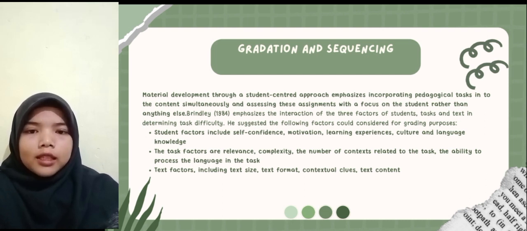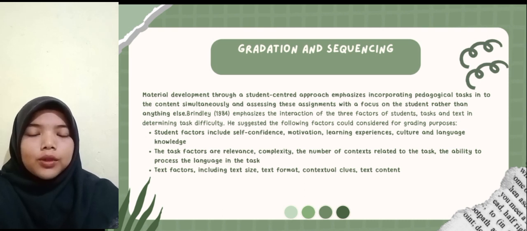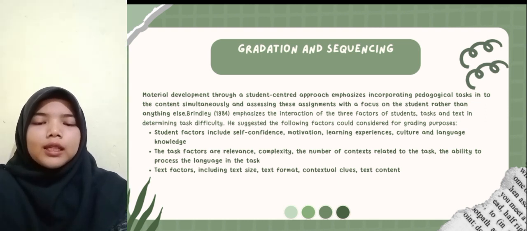Bradley 1984 emphasized the interaction of the three factors of students, text, and task in determining text difficulty. She suggested the following factors could be considered for grading purposes. 1. Student factors include self-confidence, motivation, learning experience, culture, and language. Acknowledge the text factors: reference complexity, the number of contents related to the text, and the ability to process the language in the text. Text factors include the text size, the format, contextual clues, and the text content.